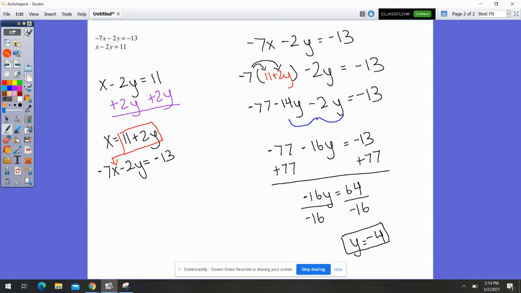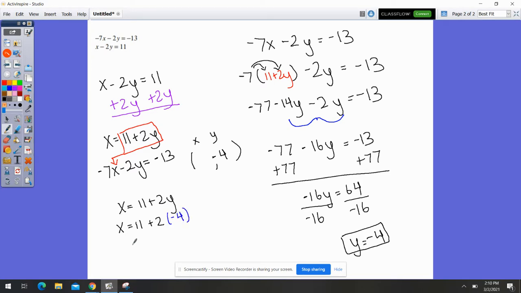Okay, now that we have negative 4, we have our y value of our solution. We need our x, right? So let's, again, substitute into any equation. I'm going to use the one that we manipulated here. I'm going to use x equals 11 plus 2y. Pretty simple to substitute that y value. So we have x equals 11 plus 2, and we know y is negative 4.